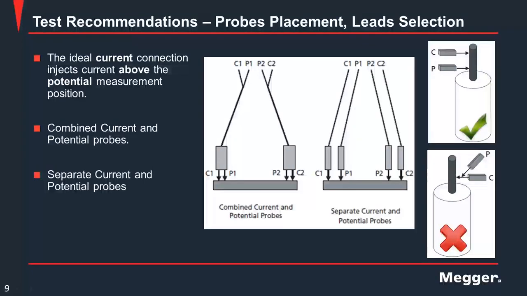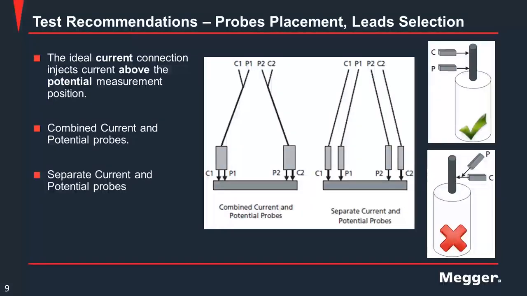And actually there are some methods to place your probe. The ideal method is that the current connection should be above the potential measurement, and also you can combine the current and potential probe like this picture, where the current and potential probes are placed in the same enclosure, C1 and P1, and also P2 and C2 are placed in one enclosure. But actually there is a separate terminal. C1 and P1 are separate. If you see, this is only one cable, they have it in one cable, but input and output have two terminations.